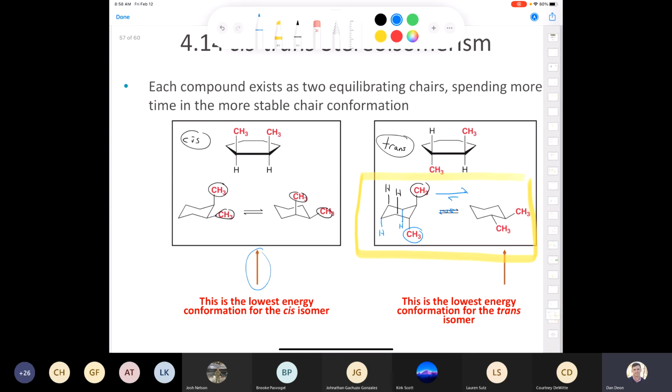So it says here, this is the lowest energy conformation of the cis isomer. Notice that the arrow is pointing in the middle. There is no difference between the two conformations. Whereas over here, it's clearly telling you this is the lowest energy conformation for the trans isomer. All right. There you go, my friends. That covers all of chapter 4.